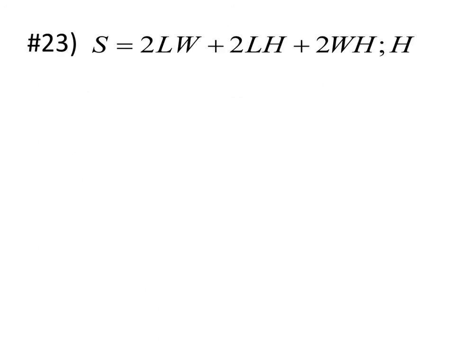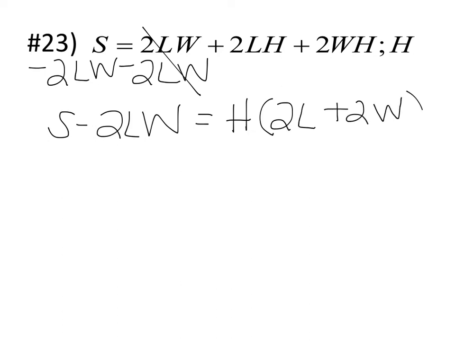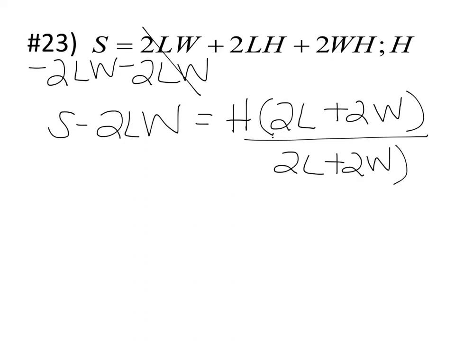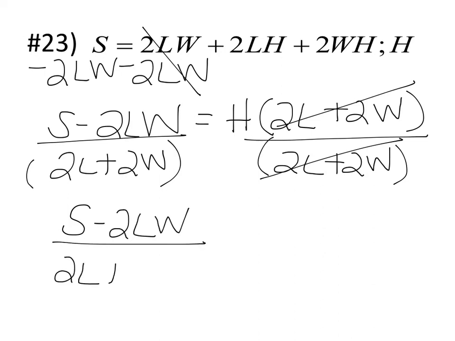And then last one, they want us to solve for h. So the first thing I'm going to do is subtract over the piece that doesn't have an h in it. So you have s minus 2lw. Then on this side I have to factor out an h, which leaves me 2l plus 2w. Then you're going to divide both sides by 2l plus 2w. These cancel, and you're left with s minus 2lw over 2l plus 2w.